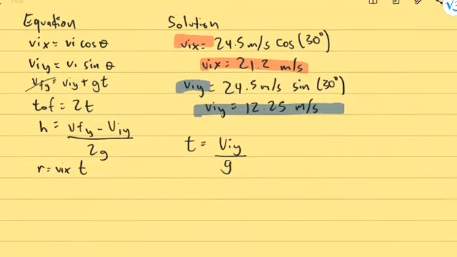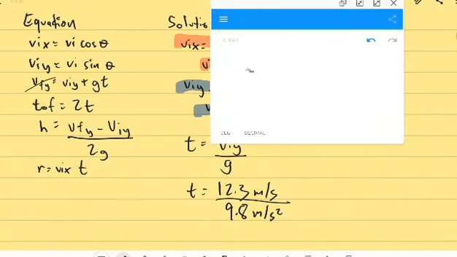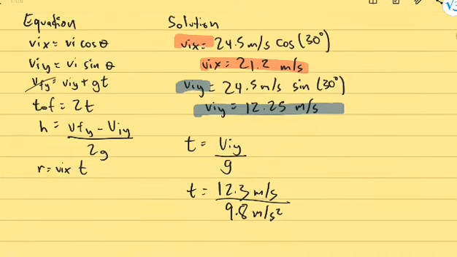So to solve for time, transpose lang natin. VIY is ito na. Pwede ba natin gawing 12.3 na lang? Para pareha sila ng significant digit. 12.3 meters per second divided by 9.8 meters per second square. 1.3 seconds. So the time is equal to 1.3 seconds.